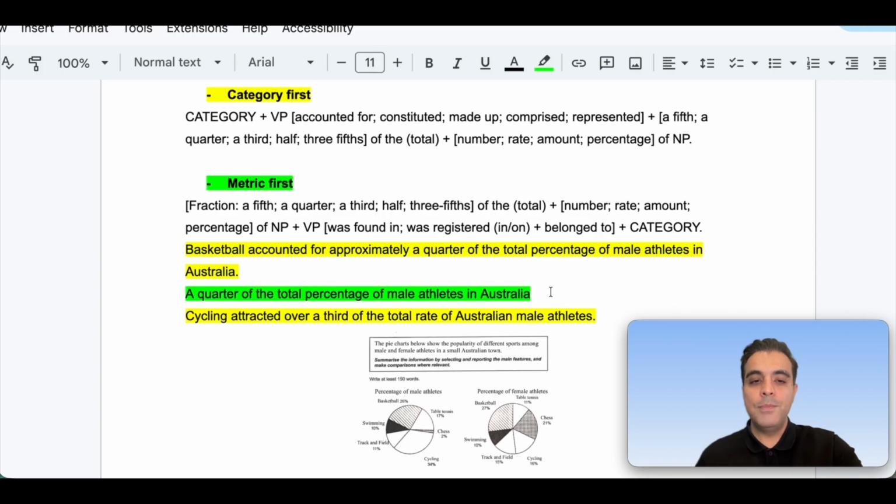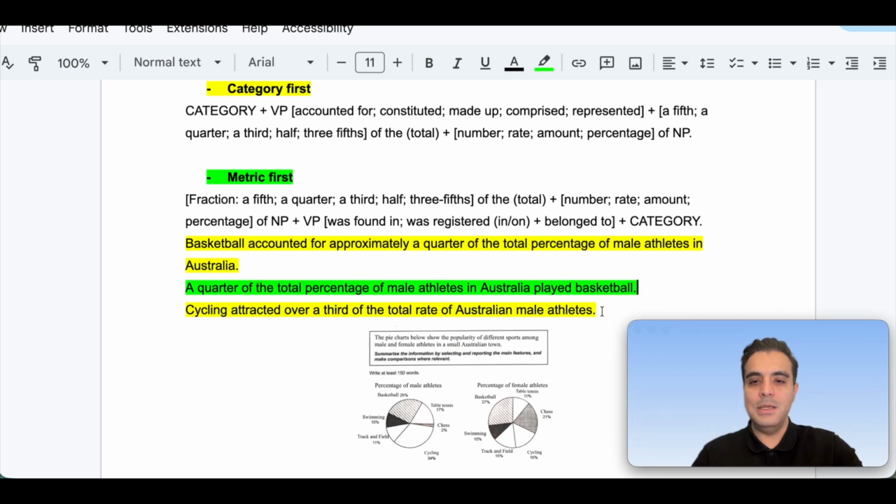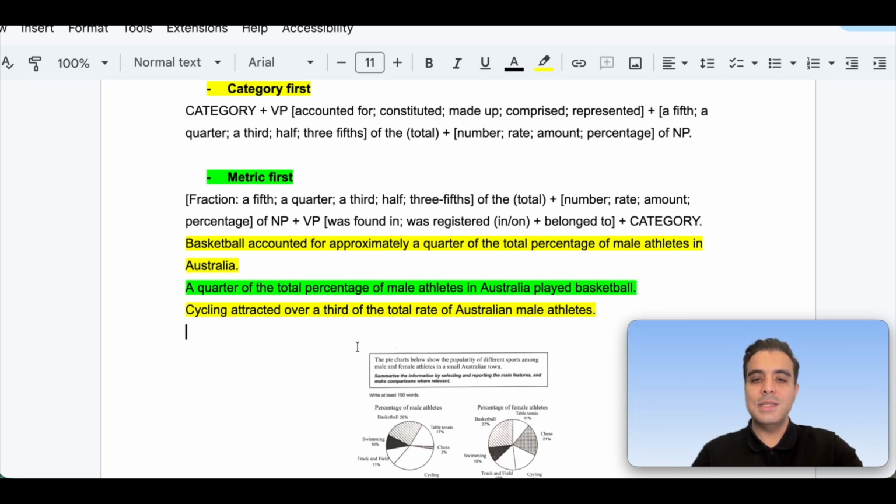a quarter of the total percentage of male athletes in Australia played, and then what is the category? The category is basketball. So I'm going to add basketball here to the end, right? Easy. Let's do the same thing this time for the second sentence.